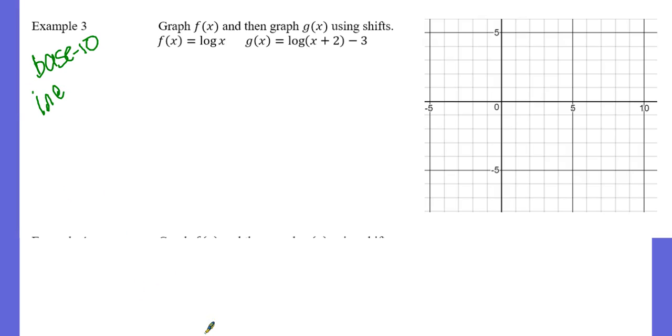Example 3 is your base 10 example. Since it's base 10, is it increasing or decreasing? Yeah, the base is definitely greater than 1, so it's increasing. So I'm going to pick my red pen up, and I'm going to write this in its alternate form, y equals log base 10 of x. That base isn't there, but you're supposed to know that it is, and then convert it to its exponential form, x equals 10 to the y.